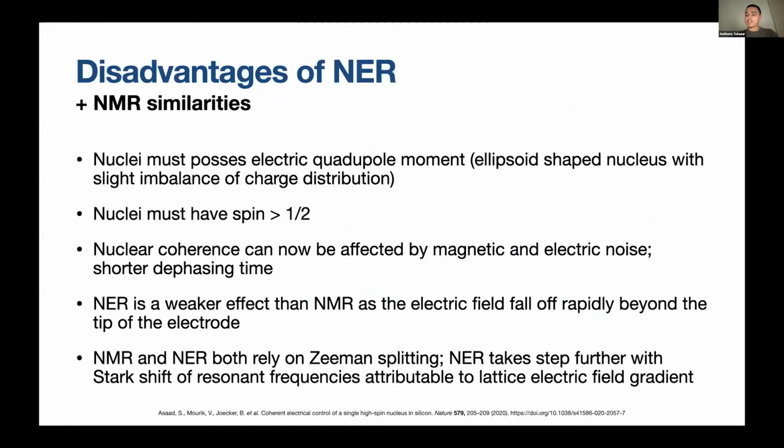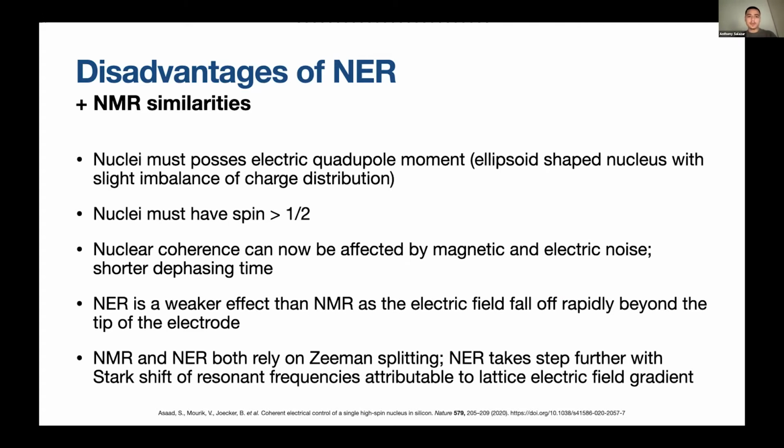But some disadvantages to nuclear electric resonance, and some similarities to NMR, are that nuclei must possess an electric quadrupole moment, which essentially you can think of as an ellipsoid-shaped nucleus with a slight imbalance of charge distribution, sort of potato-shaped. And nuclei must also have a spin greater than 1/2. So this is for heavy nuclei and heavier atoms.